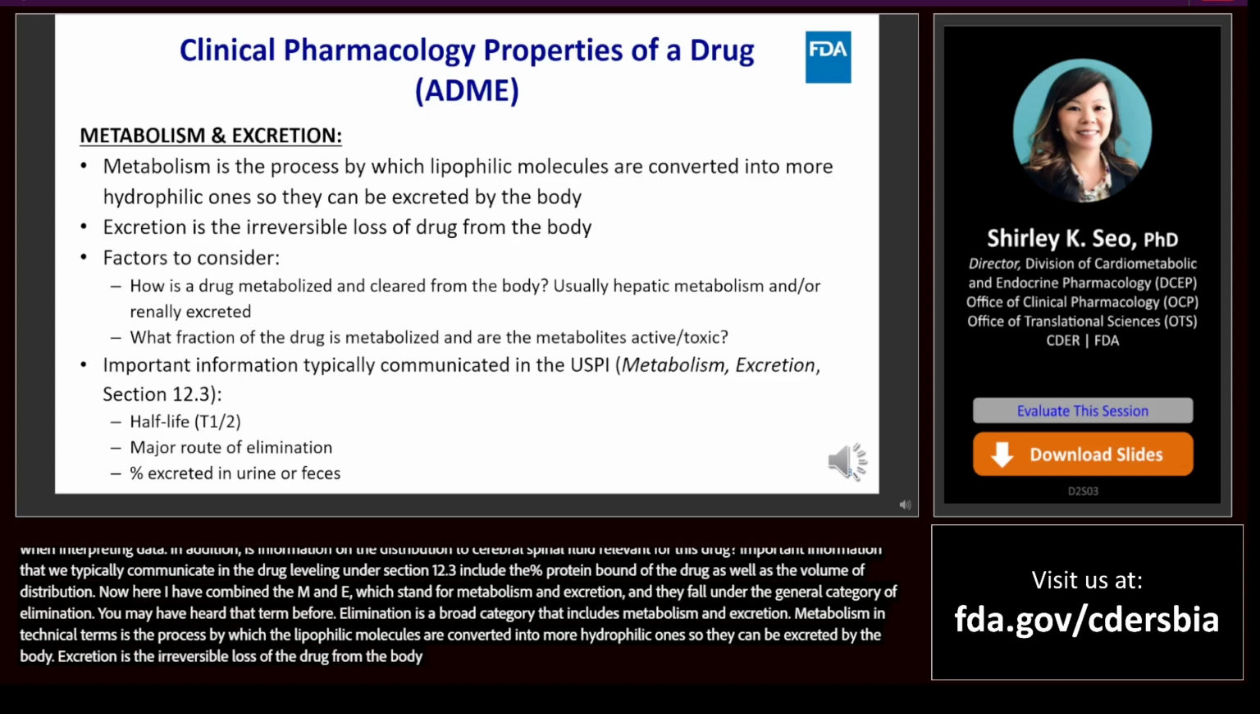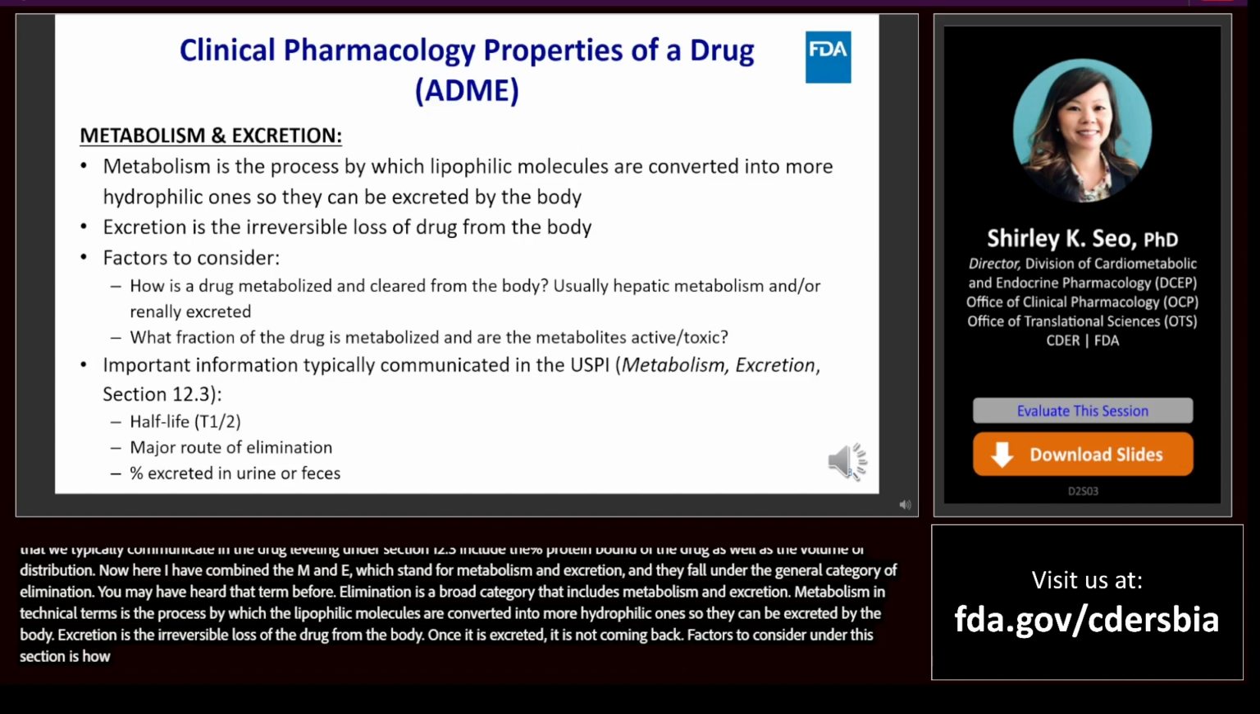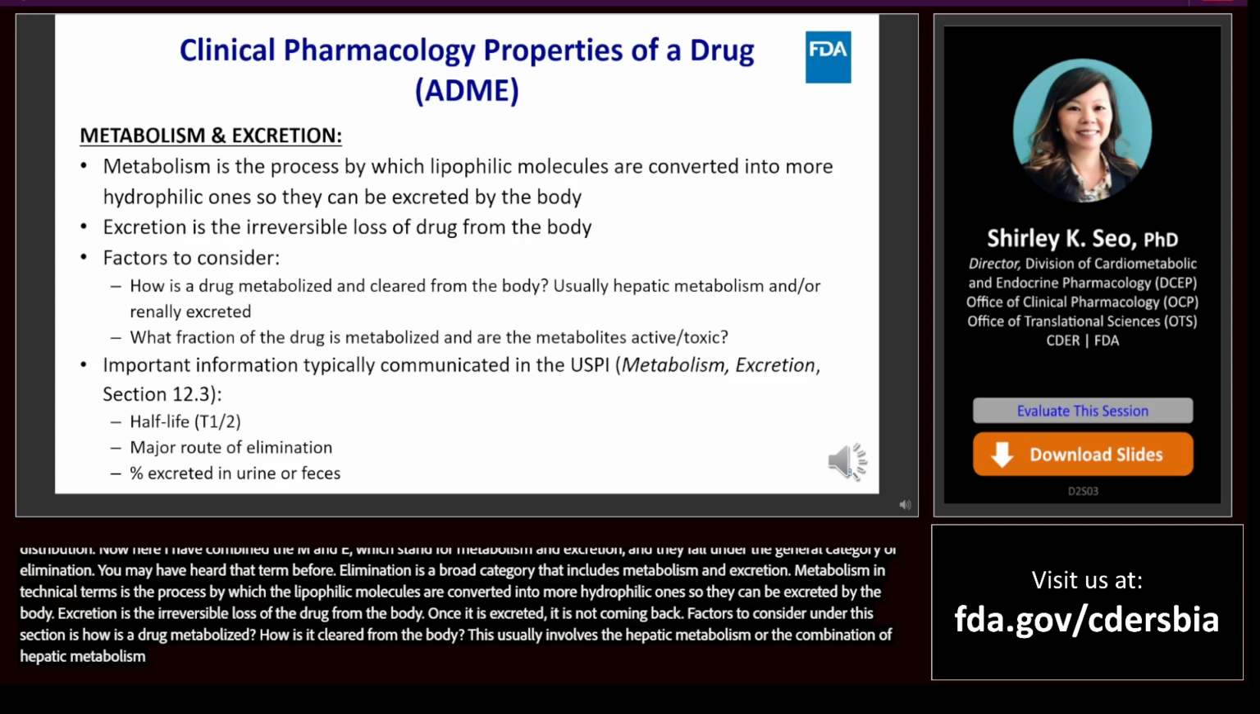Factors to consider under this section are: how is a drug metabolized? How is it cleared from the body? This usually involves either hepatic metabolism or a combination of hepatic metabolism and renal excretion. And what fraction of the drug is being metabolized? And are there active or toxic metabolites that are being produced?